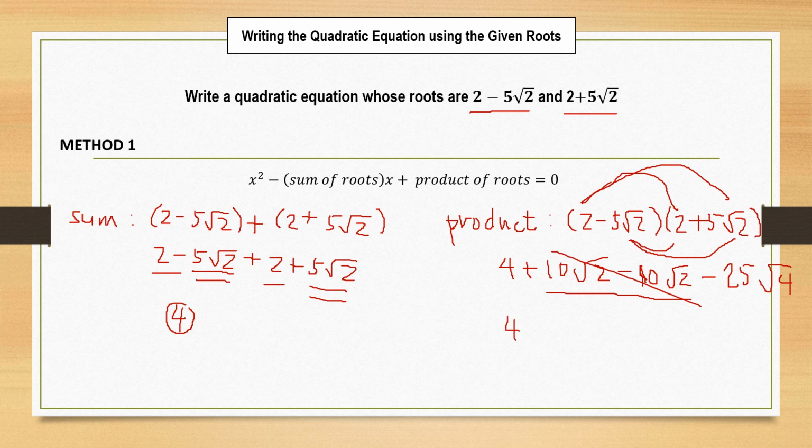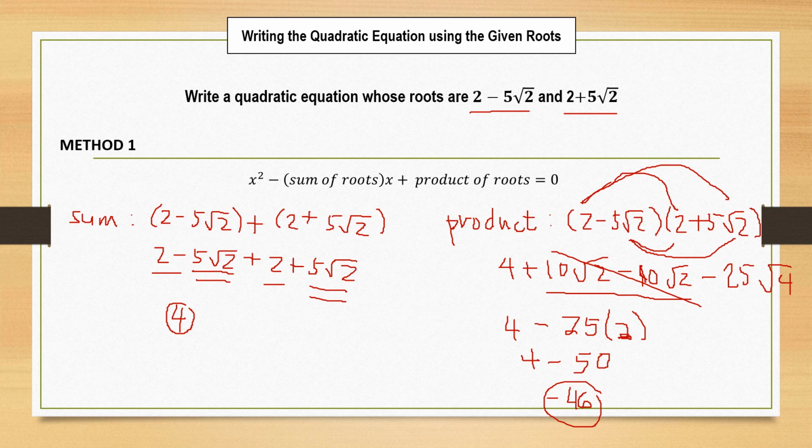We now have 4 minus 25 times the square root of 4, which is 2. So we have 4 minus 50, and that is equal to negative 46. So the product of the roots is negative 46.